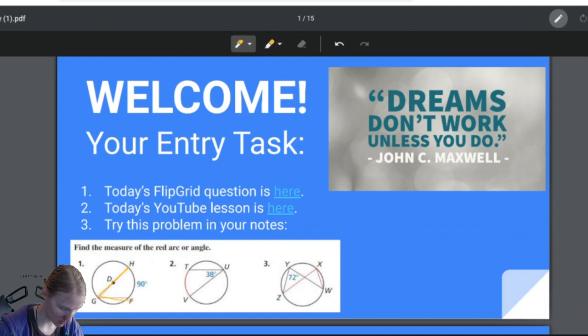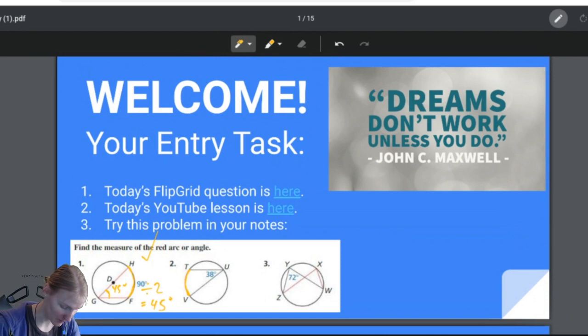Here's the red angle. There it is. It is an inscribed angle because the vertex is on the outside of the circle. And what do we know about inscribed angles from last time? Well, we know that inscribed angles are half of the arc that they subtend. So 90 divided by 2 is 45. So this angle is 45 degrees. Awesome.